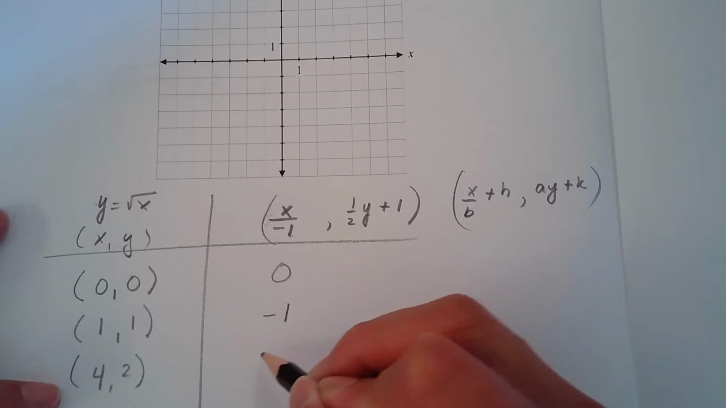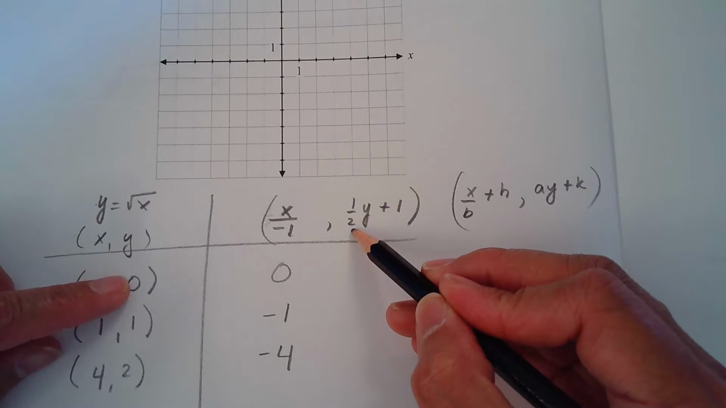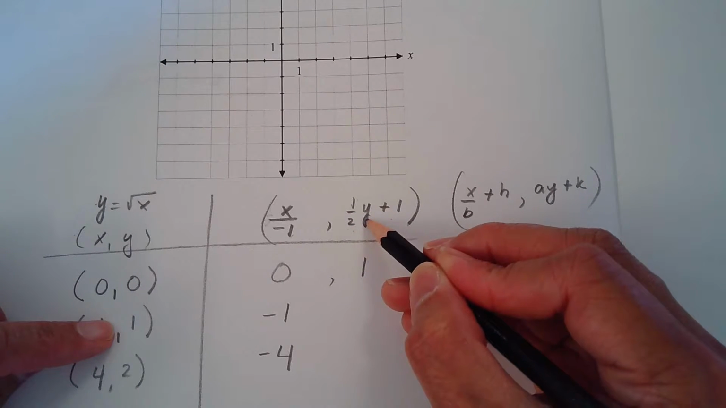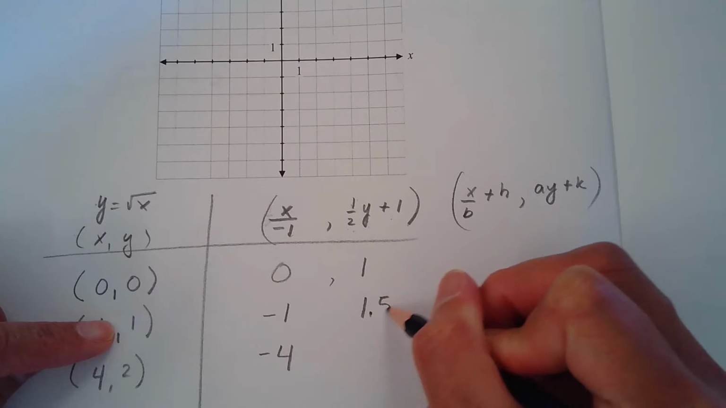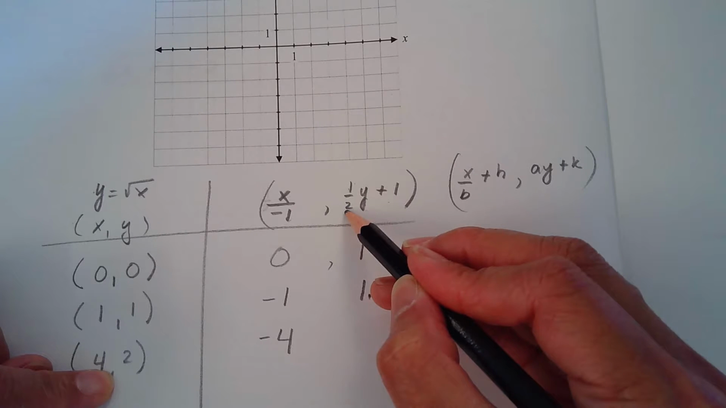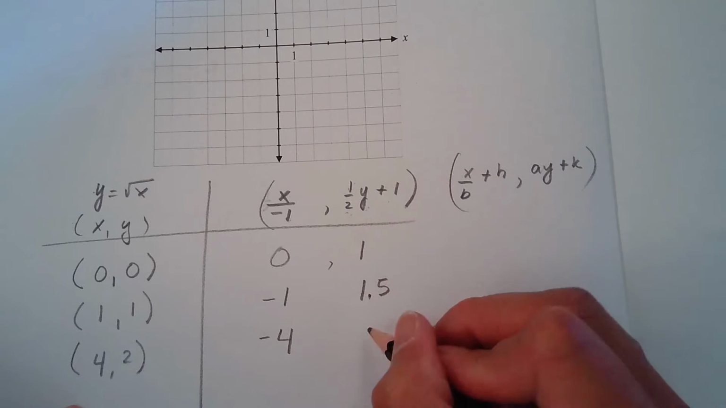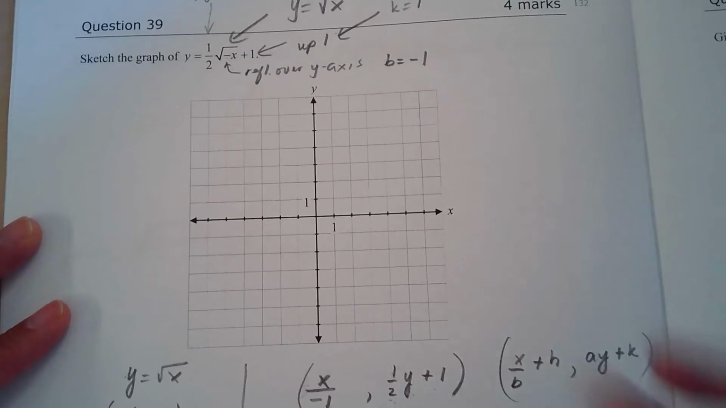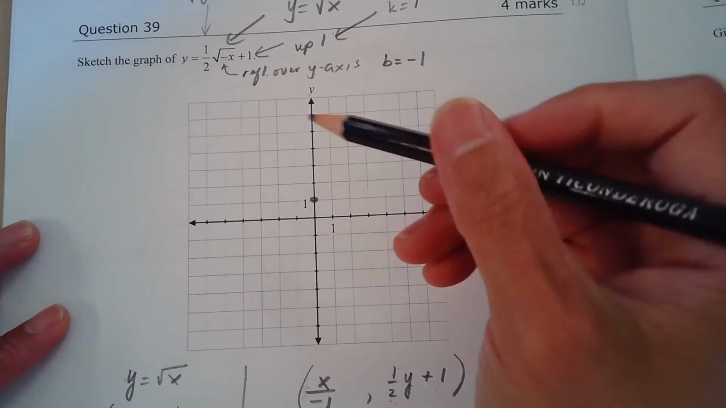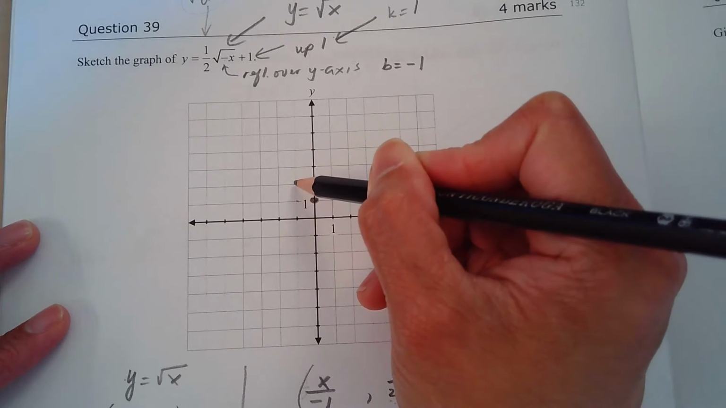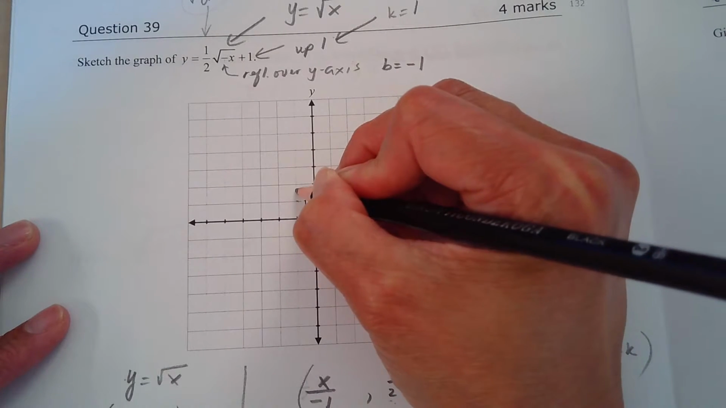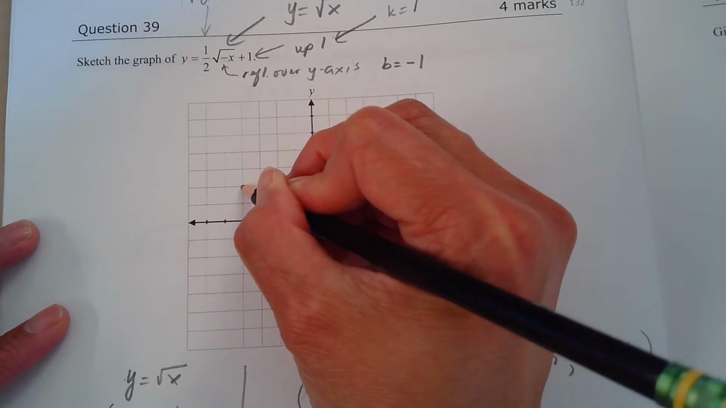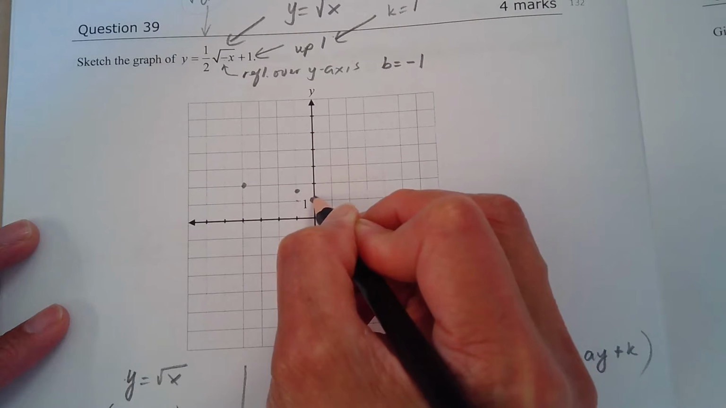We could do negative 1, negative 4. And then here, a half of 0 is 0 plus 1 is 1. A half of 1 is a half plus 1, 1.5. And a half of 2, which is 1 plus 1 is 2. So it's going to be 0, 1, negative 1, negative 1, 1.5, and then negative 4, 2. 1, 2, 3, 4, 1. And it's going to be this way.